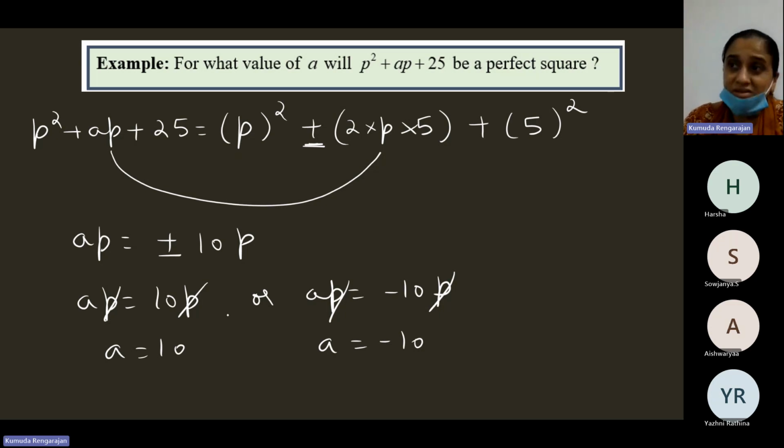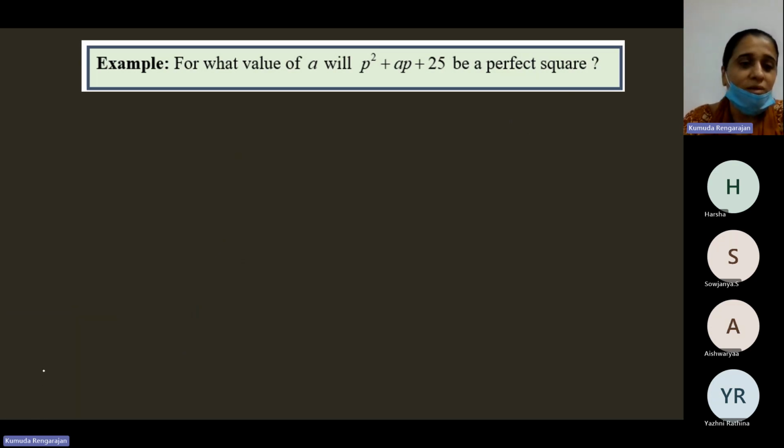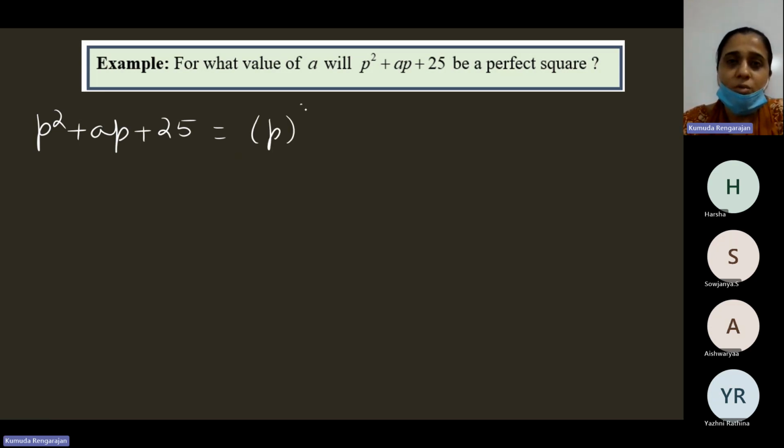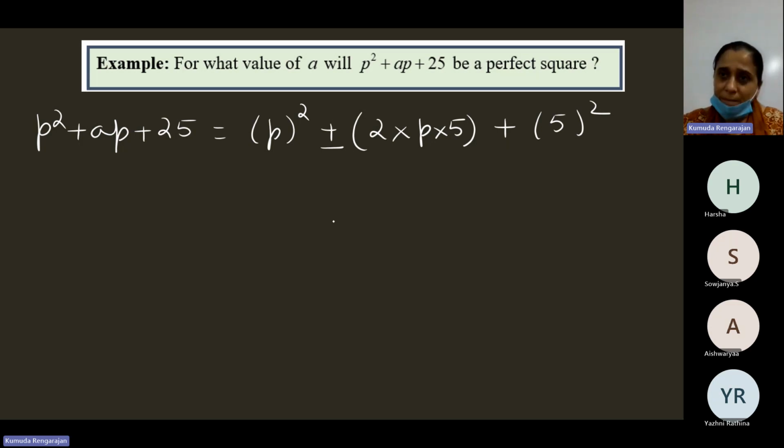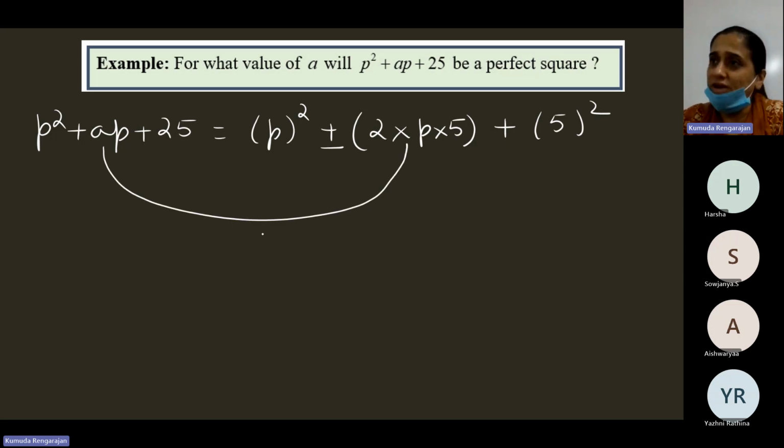See, this we understand. The presentation is the issue. So we'll do it again. Now tell me: P squared plus AP plus 25. Write it as P the whole square plus or minus, because a perfect square can be plus 2ab or minus 2ab. So we'll say plus or minus 2 into a into b plus b square, 5 the whole square. So we get p here and 5 here, right? 2 into p into 5, correct? Now compare both the sides. Plus AP is equal to plus or minus 2 into p into 5, right?